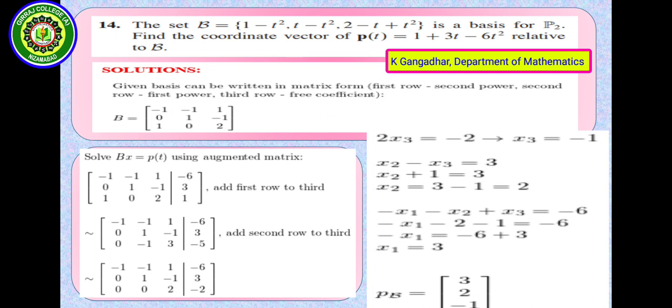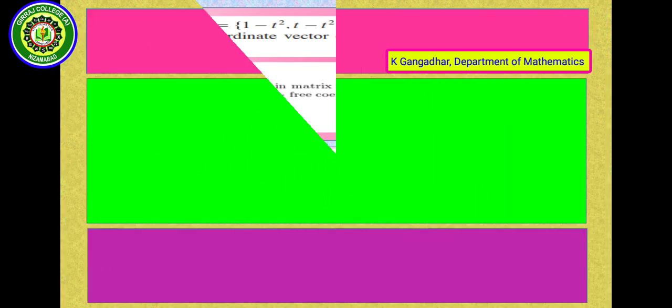Then we get the x1 value. So here x1 is 3, x2 is 2 and x3 value is -1. So [x] from the B matrix is [3 2 -1].